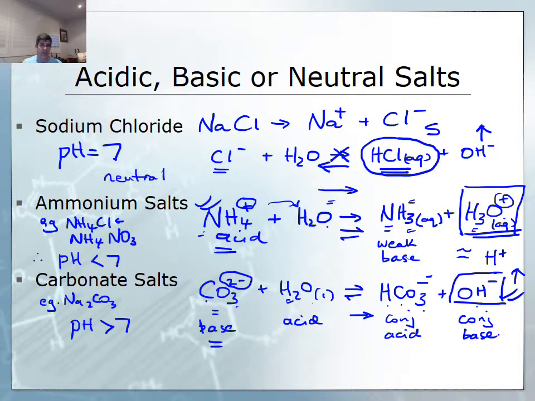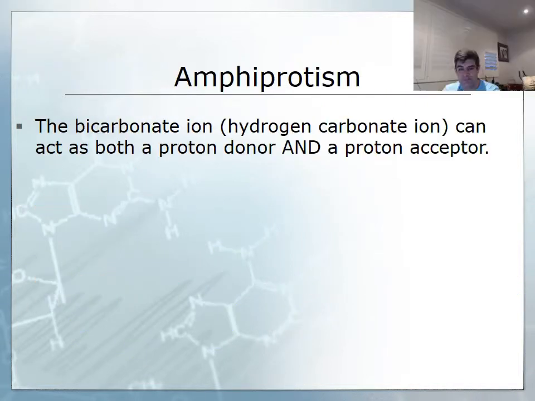this is a neutral salt, sodium chloride. This one, an ammonium salt, is an acidic salt, and the carbonate is a basic salt. And this is basically the test that you will use in order to determine whether or not you think something is neutral, acidic, or basic.